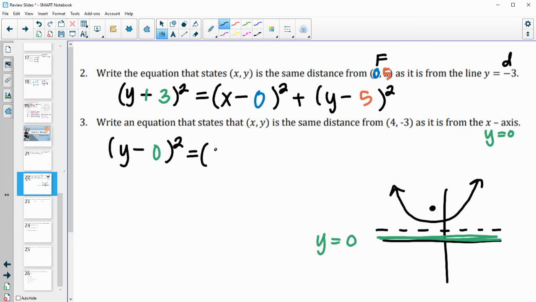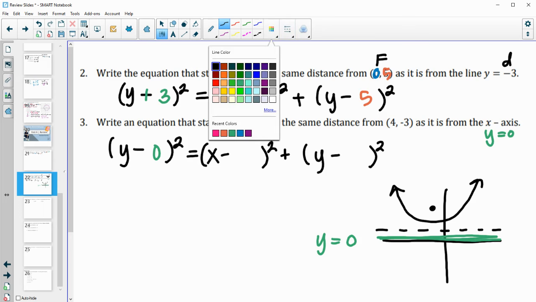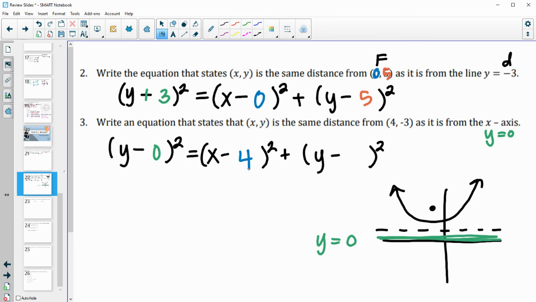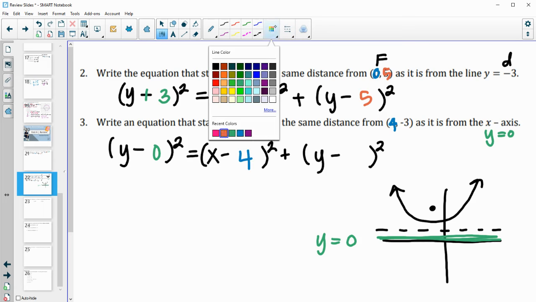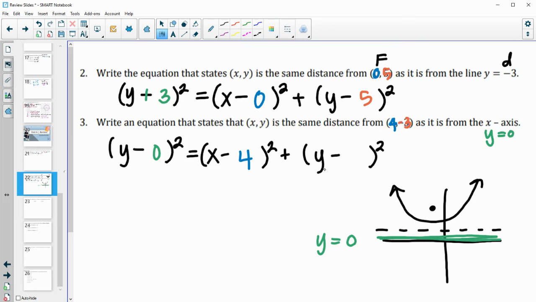And then x minus the x coordinate of the focus plus y minus the y coordinate of the focus. The x coordinate of the focus is 4, so just x minus 4. And then the y coordinate of the focus is negative 3, so negative 3 we would plug in there.